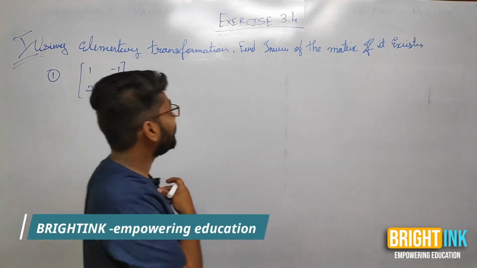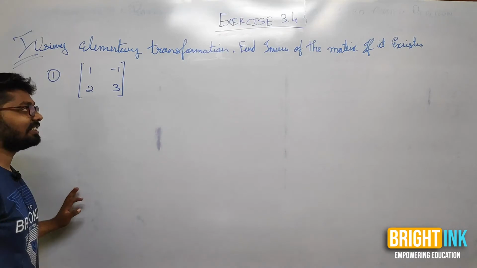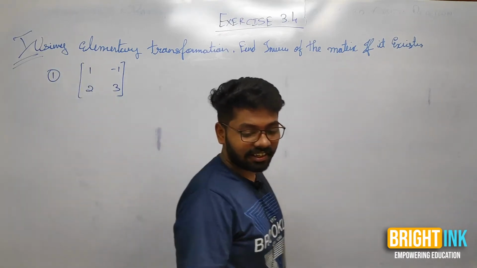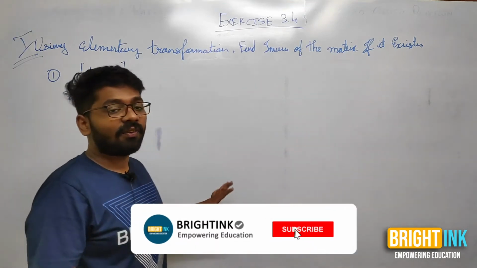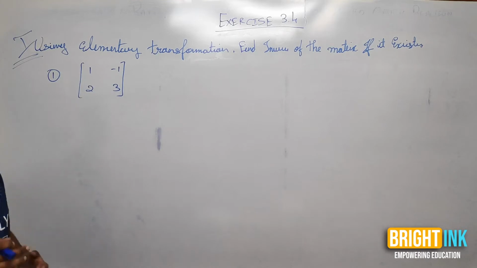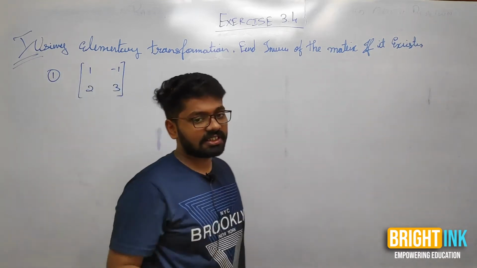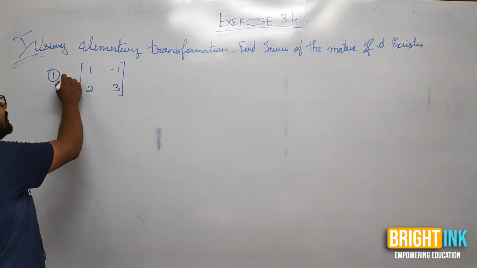So let us start the next exercise, that is 3.4 matrices. This is the final exercise that we will be dealing with. What they have told us here: using elementary transformation, we have to find the inverse of the matrix if it exists. Whether it exists or not, we will discuss later how to identify that. Now suppose this matrix is A.